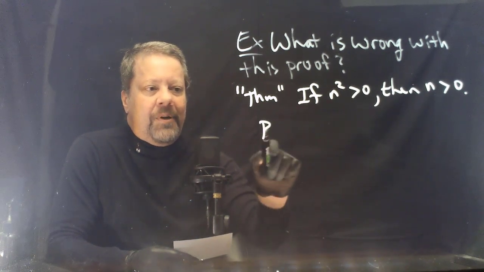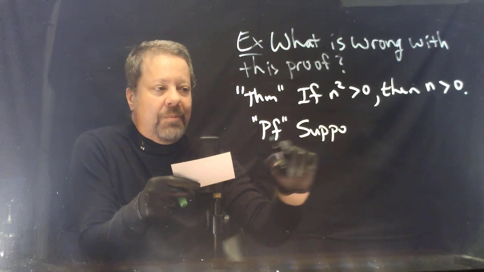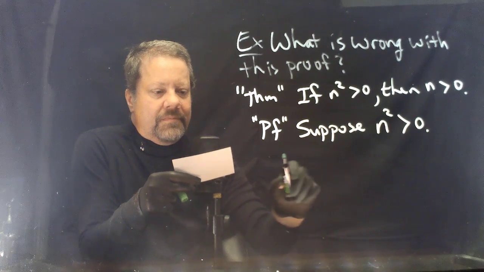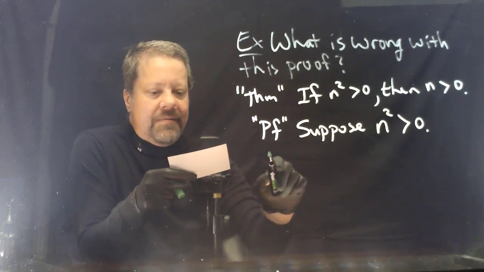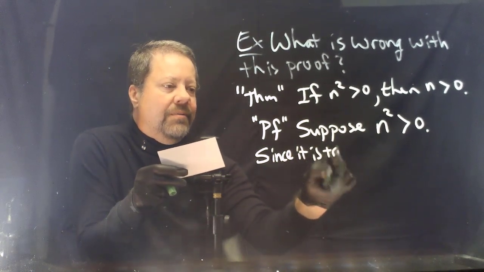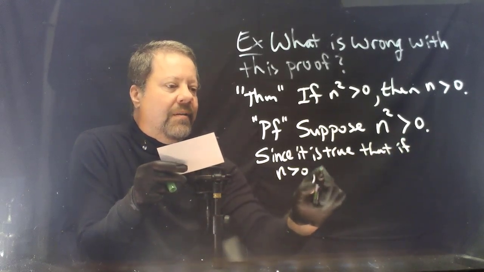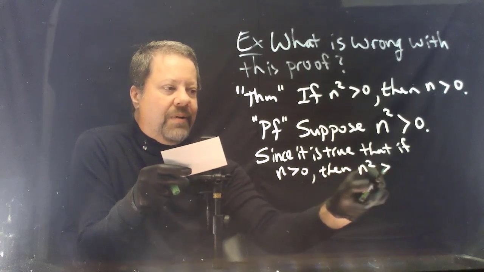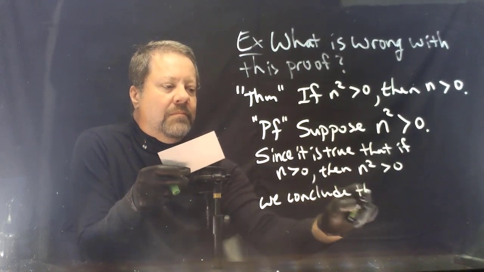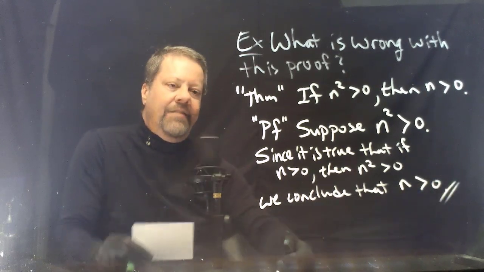But here's the proposed proof. The proof, so-called proof, goes like this. Suppose n squared is greater than 0. Since it is true that if n is greater than 0, then n squared is greater than 0, we conclude that n is greater than 0. That's the end of the alleged proof.